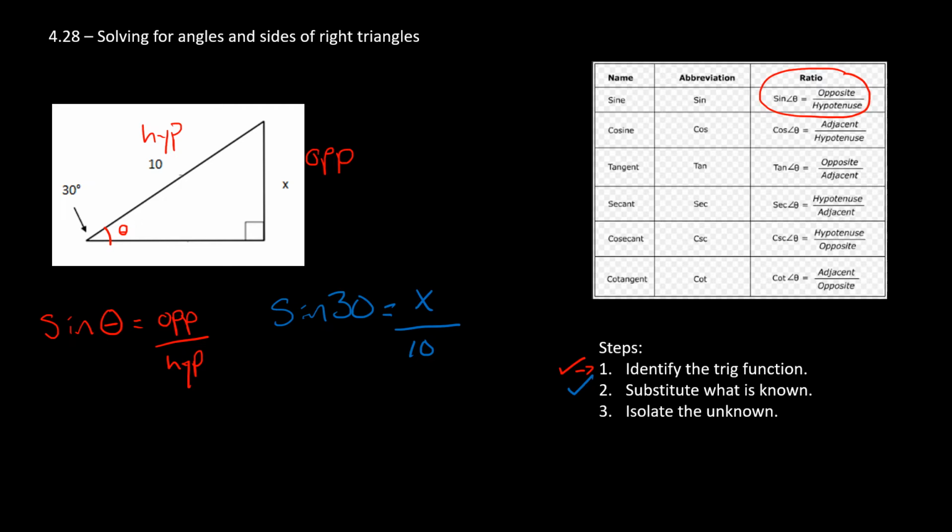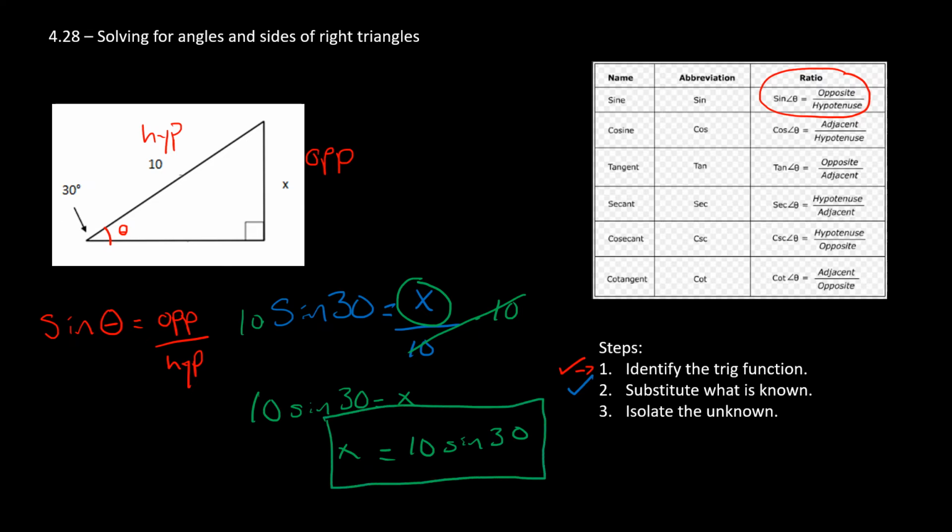Our final step says to isolate the unknown, where our unknown value in this case is x. On this side of the equation, we have x divided by 10. So we want to use reverse operations to get rid of that 10. The opposite operation to move this 10 over would be to multiply both sides by 10. So this would simplify out. You would say 10 sine 30 equals x, or if you want to flip it around, x equals 10 sine 30.